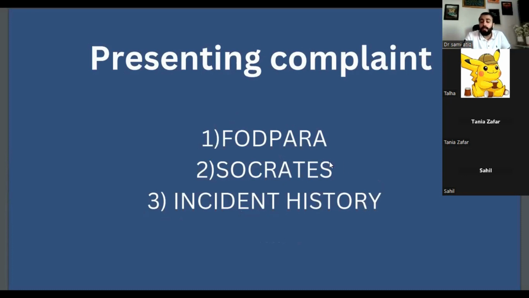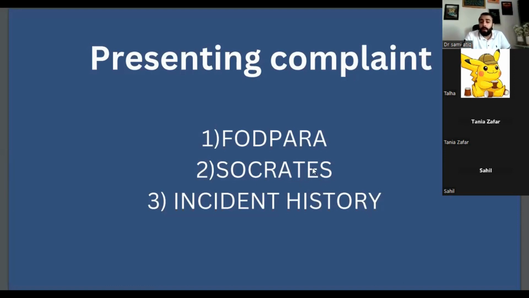Suppose he's telling you that he's here with pain, you have to cover the mnemonic SOCRATES, which stands for site, onset, character, radiation, aggravating and relieving factor. Timing can be for two things, which includes how long the pain has been taking place, and what you were doing when the pain started.